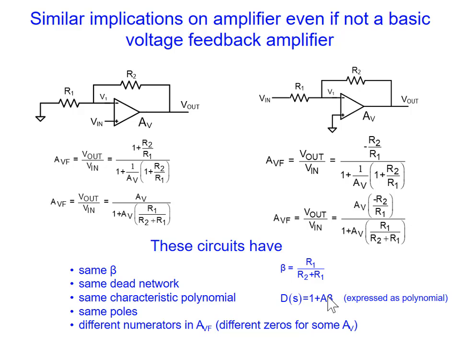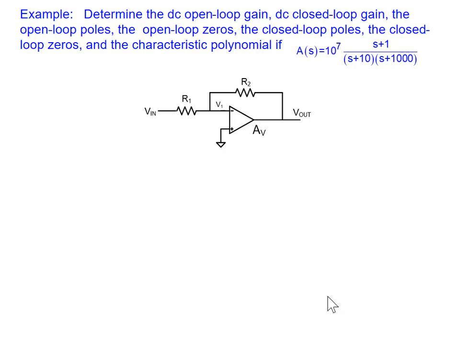For some AV, not for a single pole AV. And the denominator polynomial can always be expressed, if I multiply through by AV and divide through by this, in the form of 1 plus A beta, where A is the open loop gain and beta is the feedback factor for that network.